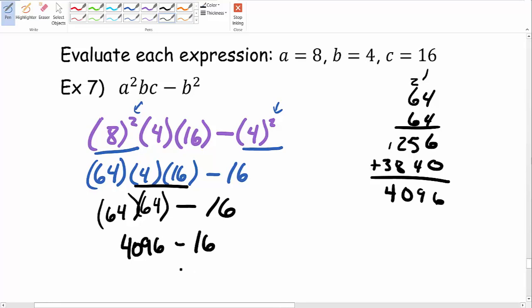Then we also have to subtract 16 from that, so it looks like we end up with a grand total of 4,080. That would be our most simplified version when we evaluate by substitution. Again, though, that is example 7 from our 0.1 number 2 set of notes.